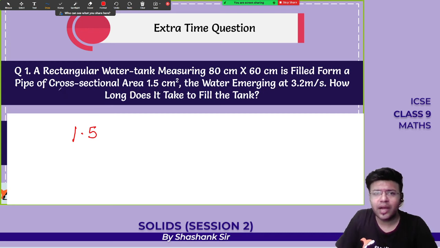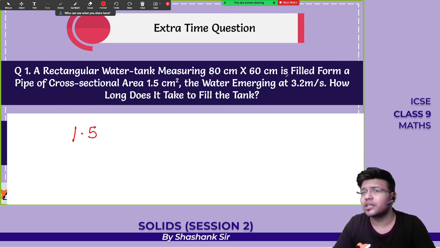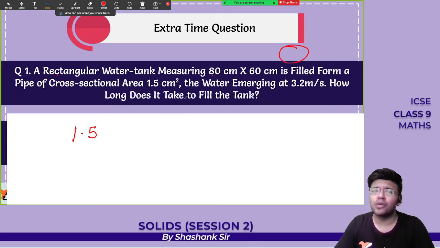Okay, so this we have solved, right? A rectangular water tank measuring 80 centimeter into 60 centimeter, and one more dimension is required, is filled from a pipe of cross-sectional area 1.5 centimeter. The water emerging is at rate this much. How much long does it take to fill the tank?